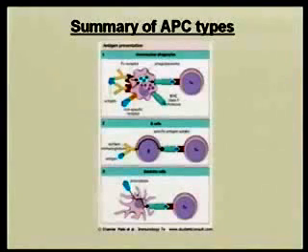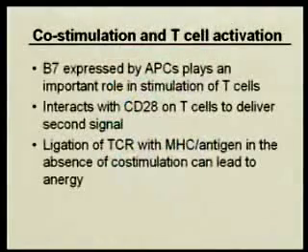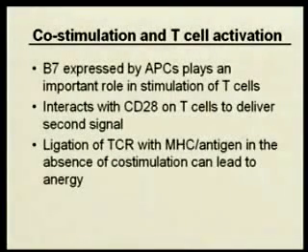Is that clear? The three main types of APCs: you have the macrophage, B cells, and dendritic cells. Okay, so we've gone through a few. The first step is processing and presentation to the T cells, and that provides a first signal.